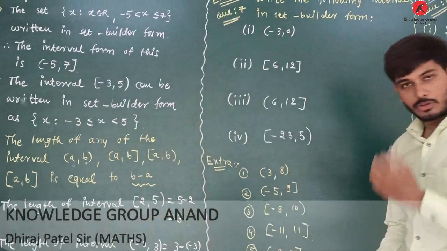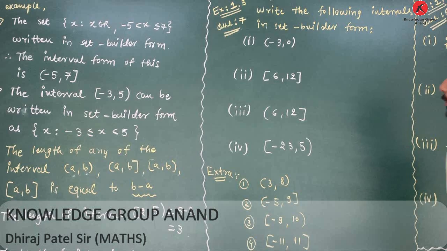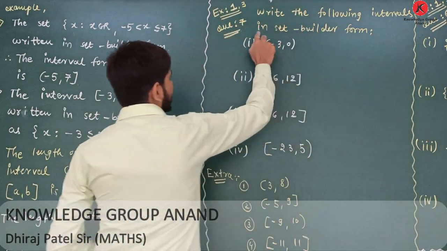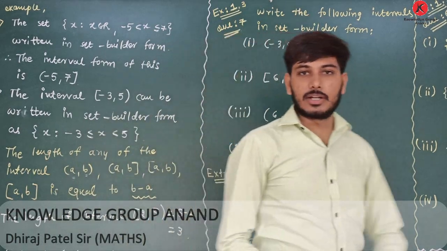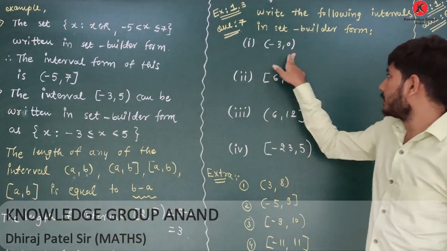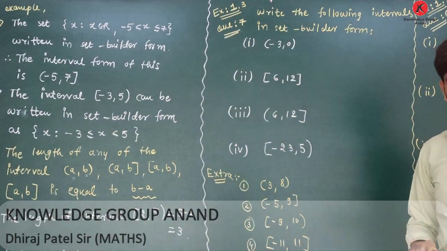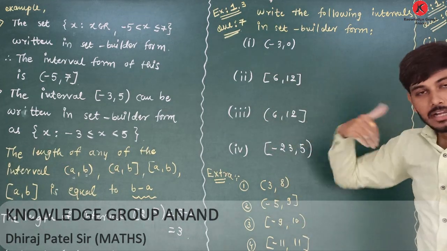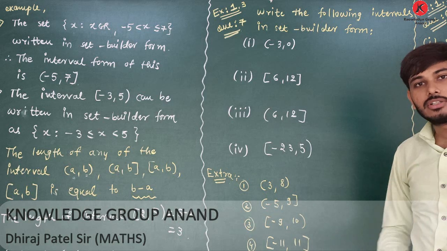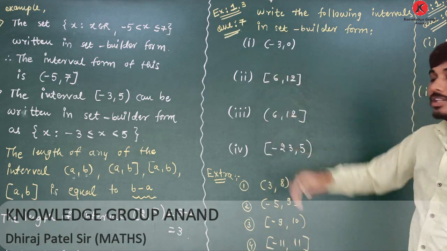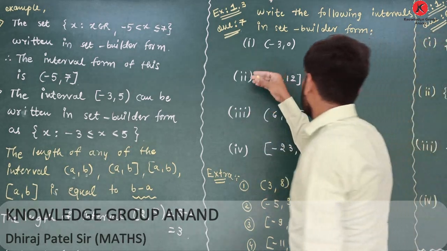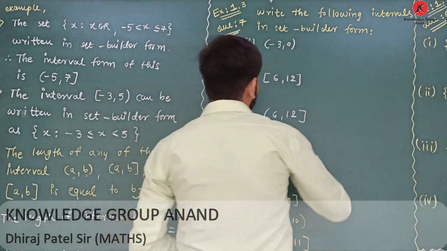Now we are going for Exercise 1.3, question number 7. Write the following intervals in set builder form. Here we are writing in set builder form and we are also representing these intervals on the number line. The first question is minus 3 to 0.